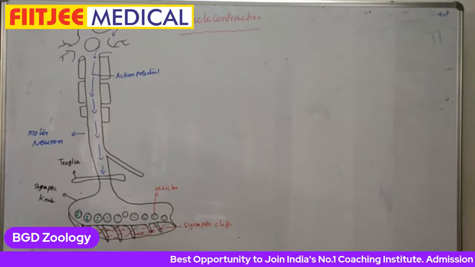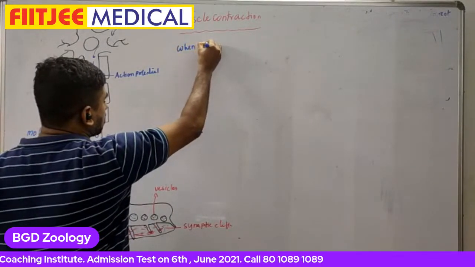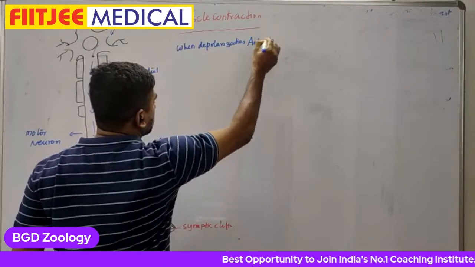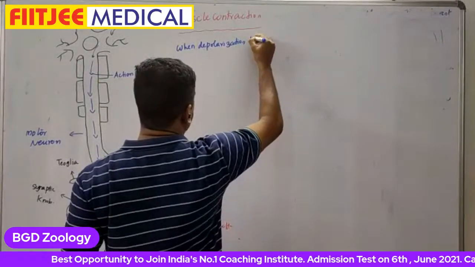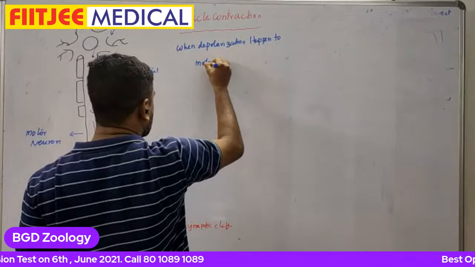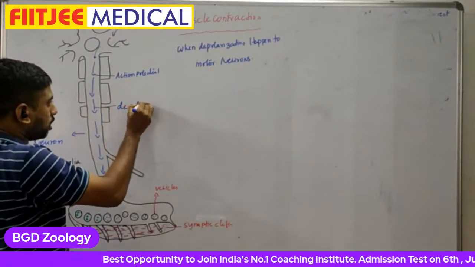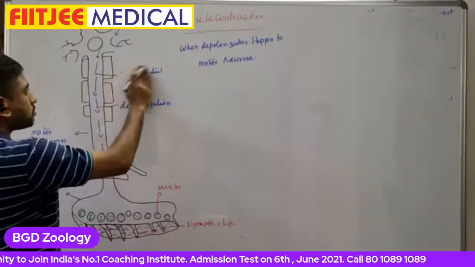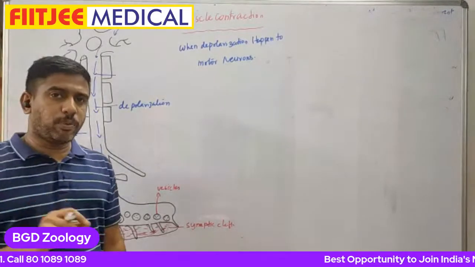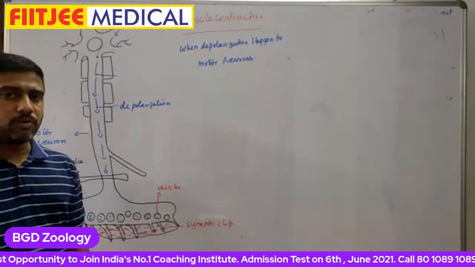Now listen to the point. When depolarization happens in the axons, or we can say depolarization happens in the motor neurons. Just imagine depolarization happened in the motor neurons. When this depolarization happens in this axon, one thing will happen.